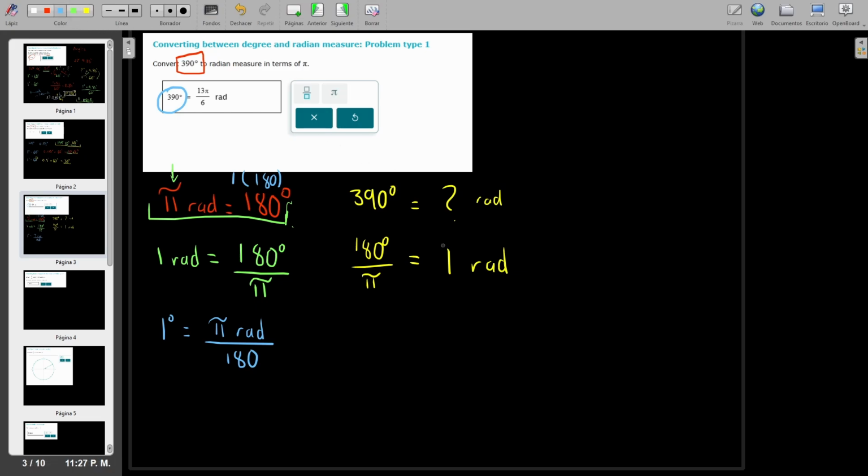Now, what do we do? We need to multiply and to divide. The multiplication is going to be 1 radian times 390 degrees. All of that is going to be over 180 degrees over pi. How much is this?